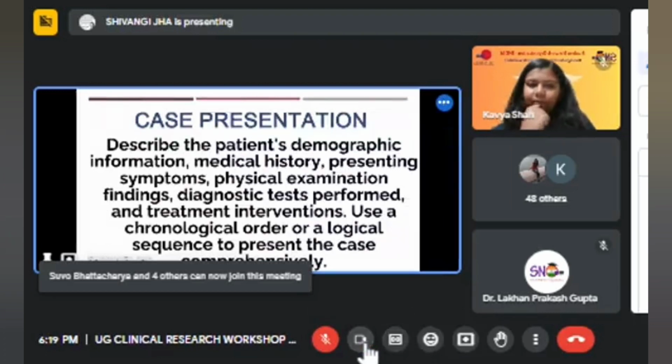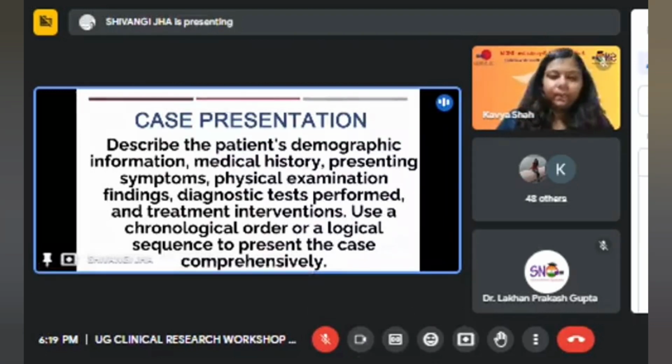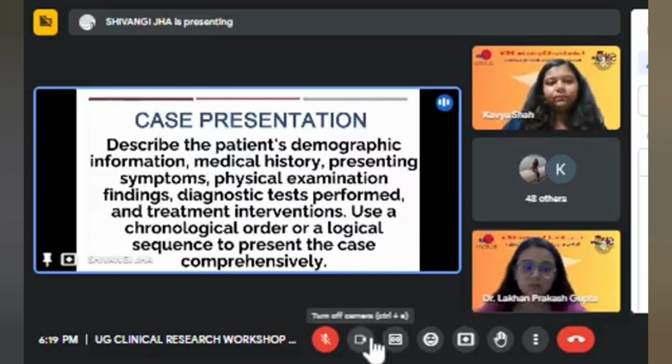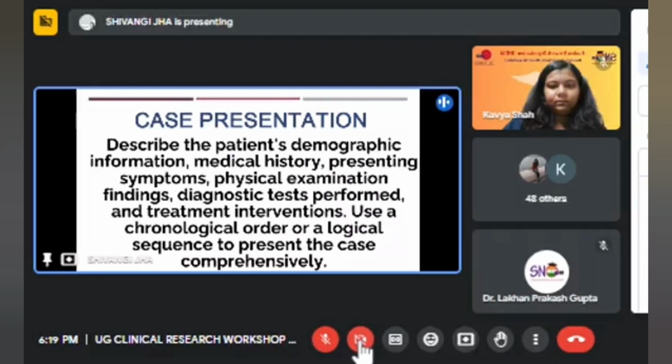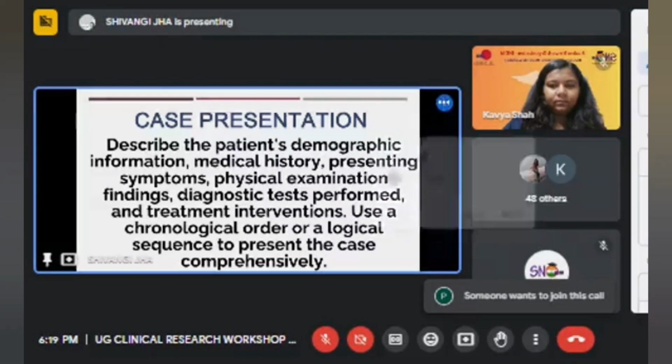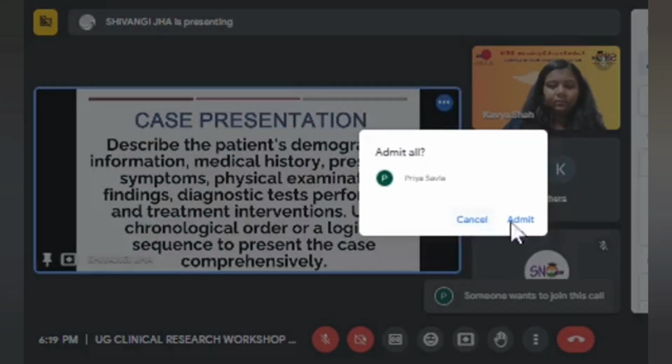Followed by that, write about the presentation of the case. Describe the patient demographic information, medical history, presenting symptoms, physical examination, diagnostic tests that were performed, and treatment interventions. Use a chronological order or a logical sequence to present the case comprehensively.